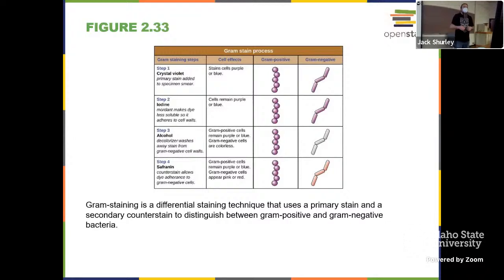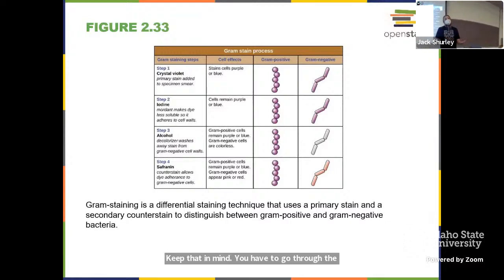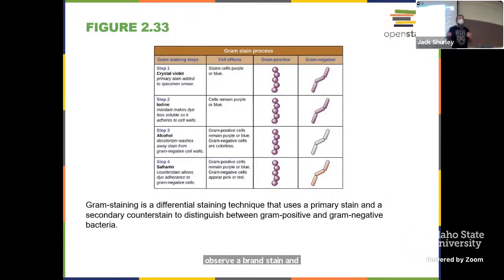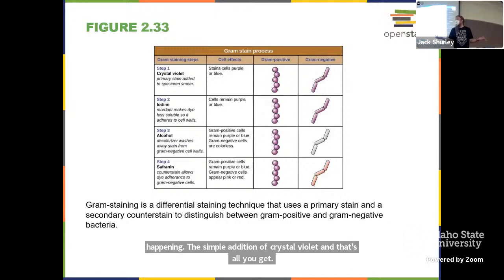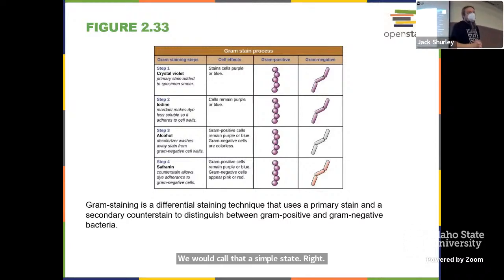Keep that in mind. You have to go through these steps to observe a gram stain and to actually see what's happening. The simple addition of crystal violet, and that's all you get, we would call that a simple stain, right? But in a gram staining procedure, we go through a handful of steps and it gives us details that just a simple stain can't tell you, all right?